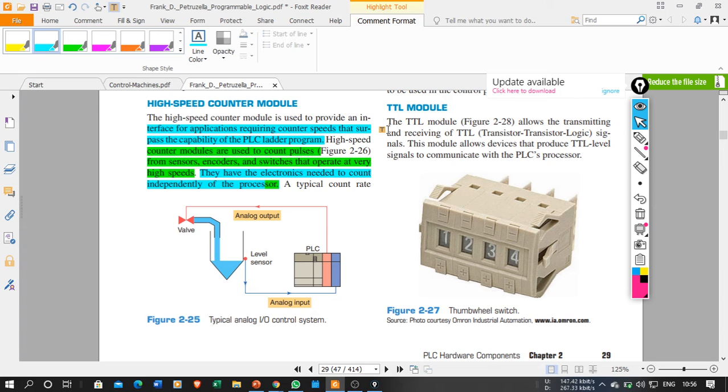Then the TTL module, transistor-transistor logic. The TTL module allows the transmission and receiving of TTL logic signals. Sometimes PLCs work with TTL logic signals, so at that time I have to use this module. It allows devices that produce TTL level signals to communicate with the PLC processor, as the TTL voltage level is different from the voltage level of the PLC. So we need to bring both to the same level.